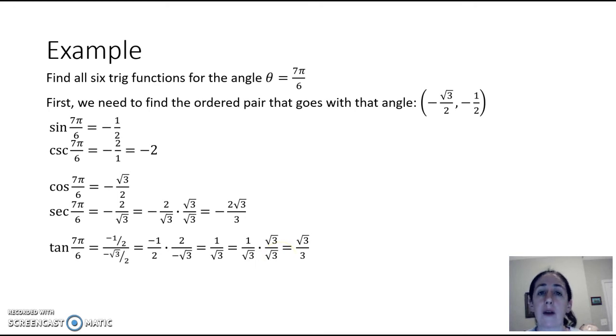Now, when you go to find the cotangent and you just take the reciprocal of the tangent, if you take the reciprocal of root 3 over 3, then you're going to have to rationalize again. So if you actually just go back before you rationalize the 1 over square root of 3 and take the reciprocal of that, you would get that the cotangent is root 3 over 1, which just reduces to root 3, and that saved you from having to rationalize again.